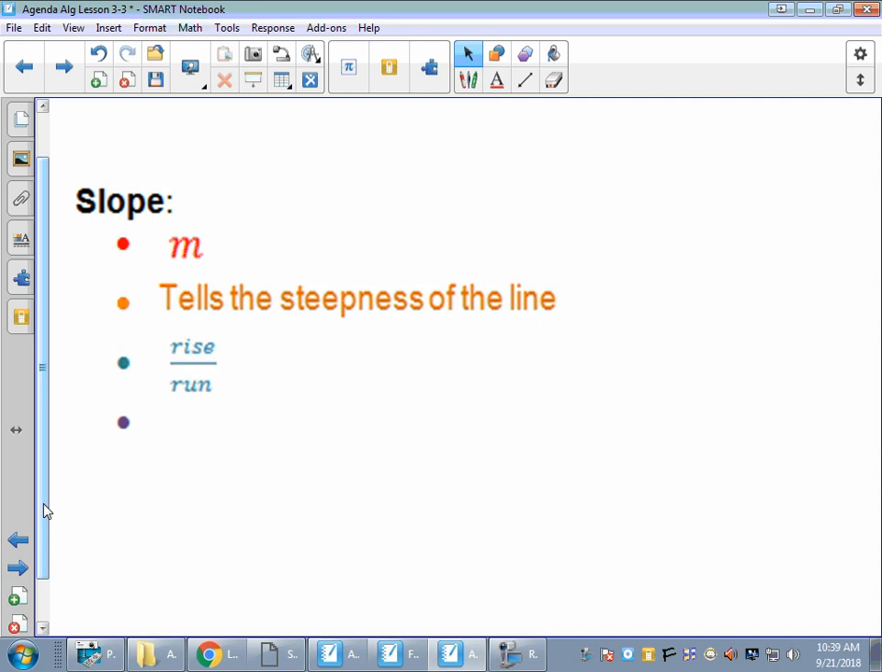And rise over run, you hear that term a lot. Rise is up and down, so that's your y. And run is left and right. When you run, you go on the ground horizontally. So y over x. Think about what we talked about on that last slide: the change in y, the change in your rise, over the change in x, the change in your run. So your slope is basically the change in y over the change in x.